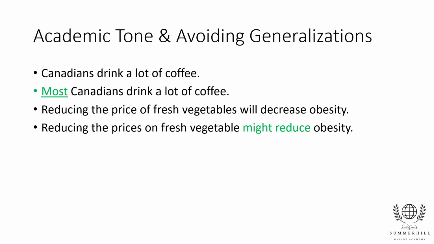And again, we can say "is likely" rather than "is very certain." There's a very huge chance that reducing the prices of fresh vegetables might reduce obesity. Again, we're being a little bit softer here. We're not talking in terms of absolutes. We're using a more academic tone by signaling probability.